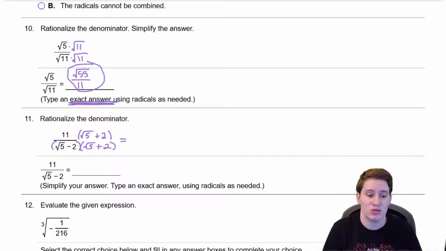So for the top, that means distributing. For the bottom, that means FOILing. But when we FOIL it on bottom, the whole point of this is getting rid of the square root on bottom. It should actually cancel out our radicals. So we do square root of 5 times square root of 5 and get 5. Square root of 5 and 2 gives us 2 square roots of 5. Negative 2 times square root of 5 gives us negative 2 square roots of 5. So see, those are canceling. And then negative 2 times 2 gives us negative 4. So we do 5 minus 4, which is 1. That worked out super conveniently because that means that our answer is 11 square roots of 5 plus 22.